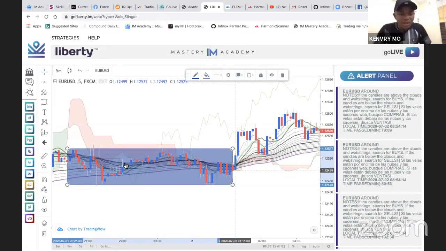Can I change this color to a lighter one? Let me change it to a lighter one. Okay, good. You can see inside of this light blue box, the sling is thinning out. And inside those small thin parts, you can see smaller breakouts, but they don't move far. So if you're taking all these smaller breakouts, you're just trading inside of a consolidation. It will mess you up.